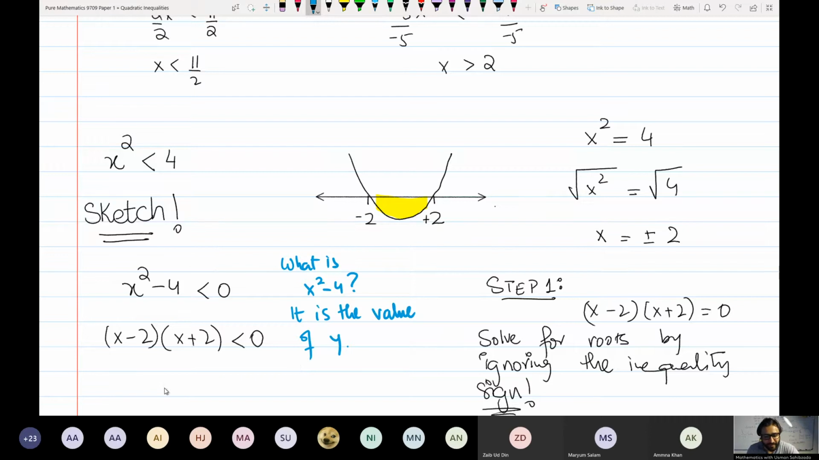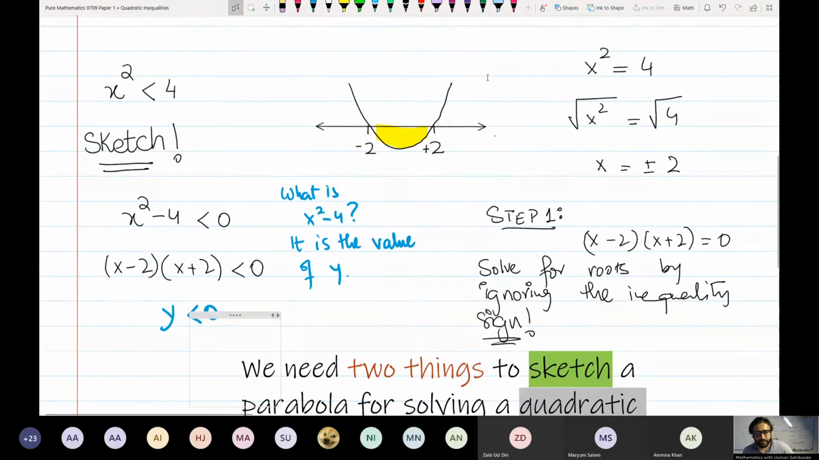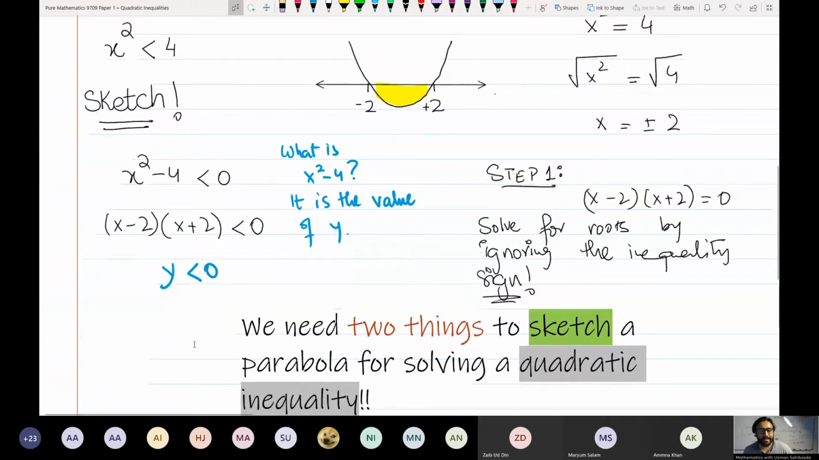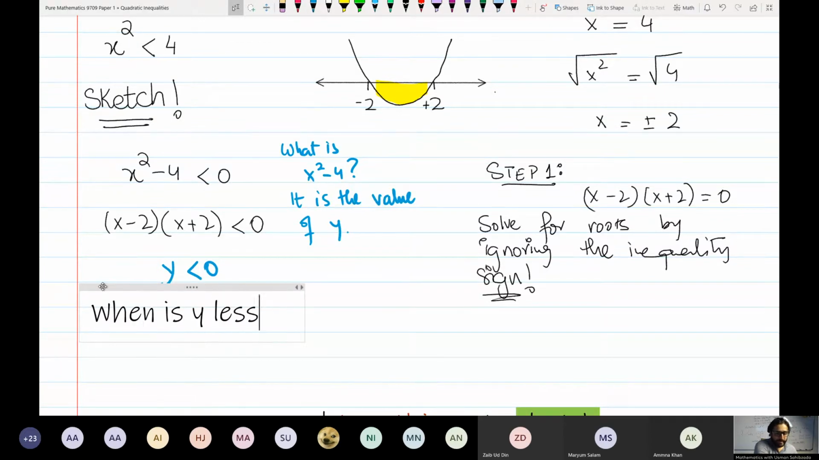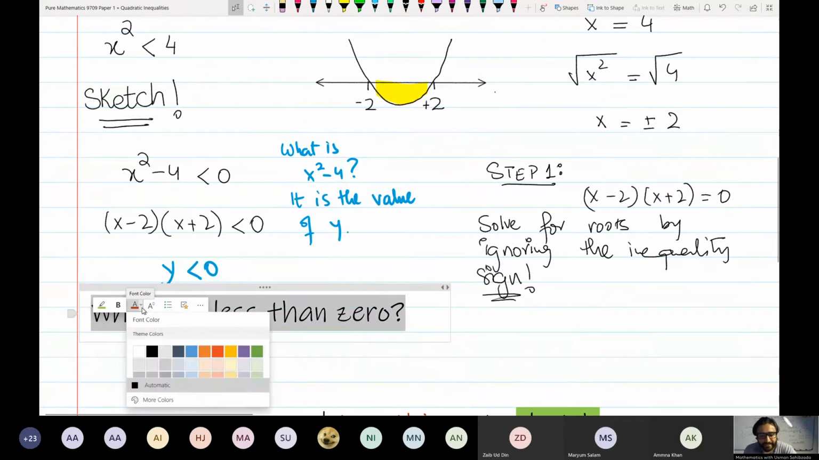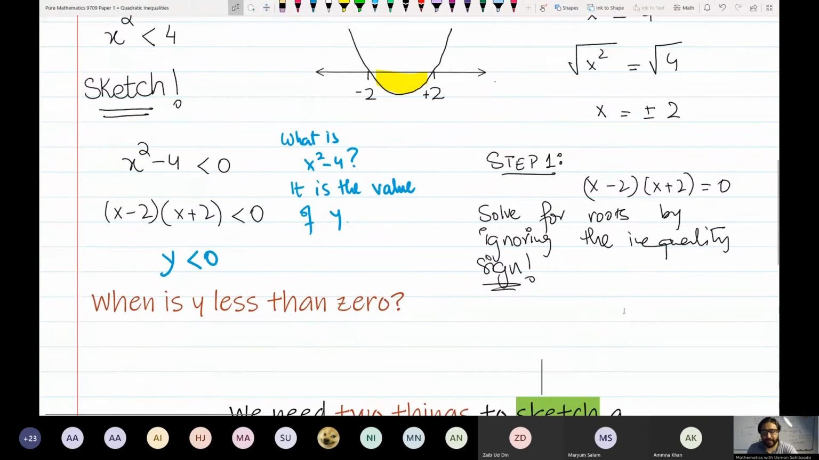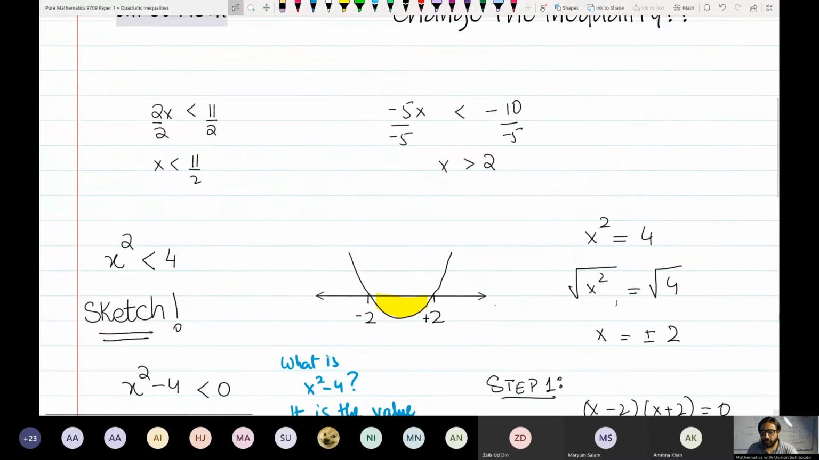So they're asking for, basically, when is y less than 0? That's what they're asking for. So the inequality translates to, I'll write that in a sentence, when is y less than 0? That's what they're asking you. Where is y smaller than 0? When is y less than 0?